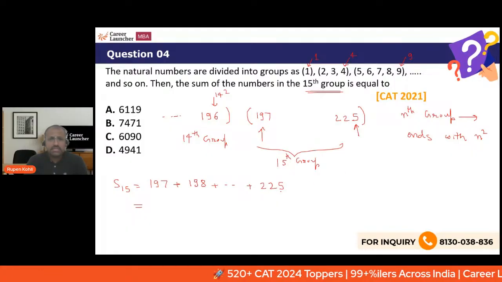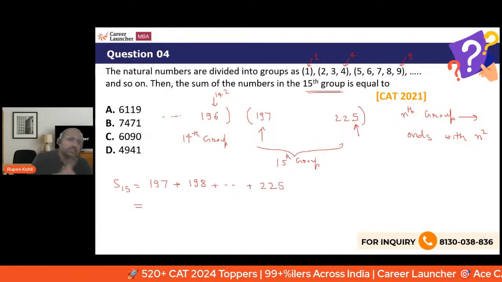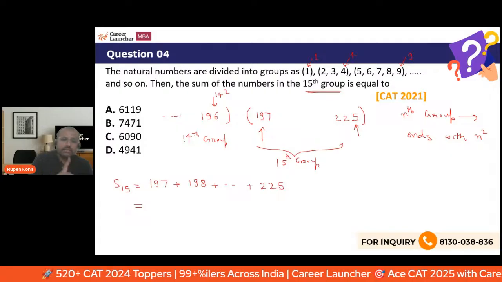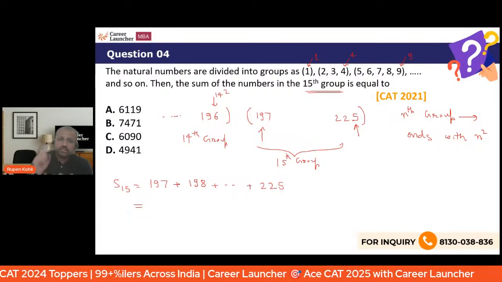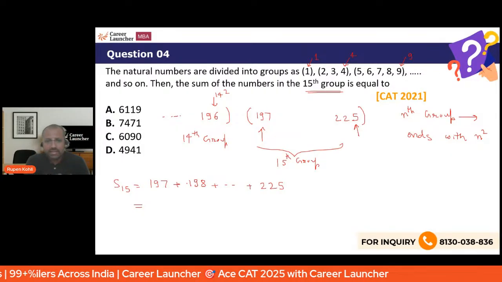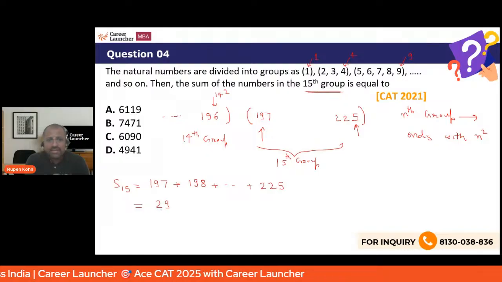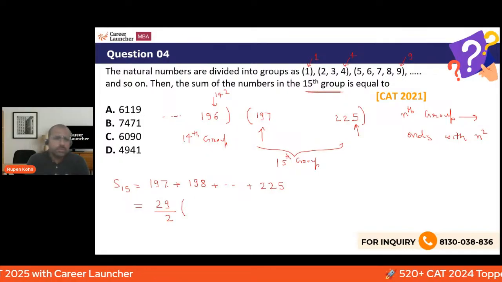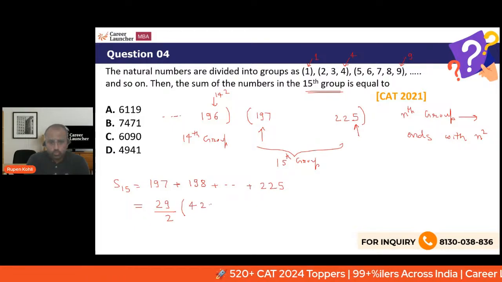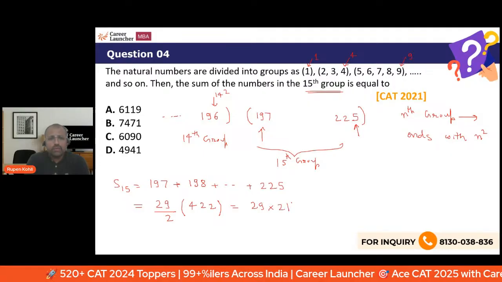How many numbers are these? 225 minus 120 minus 197, which is 28, plus 1 is 29. These are 29 numbers. So 29 by 2, the number of terms by 2, times the first term plus the last term, 225 plus 197, 422. Right, so 29 into 211.